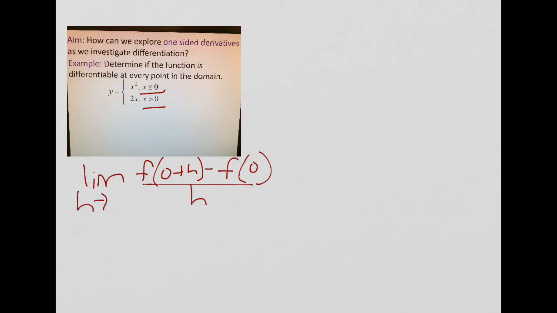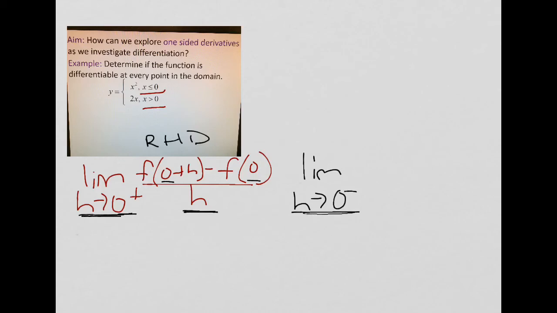Okay, so we need to do our right-hand derivative and our left-hand derivative. So we need to find out what the limit of f of 0 plus h minus f of 0 over h is, as h is approaching 0 from the right. Now, it happens to be that our x value is 0. That would not affect this if you're using this definition. It would still be h approaches 0 from the right for your right-hand derivative. And speaking of which, we also have to do our left-hand derivative, and this is where we use h approaches 0 from the left.